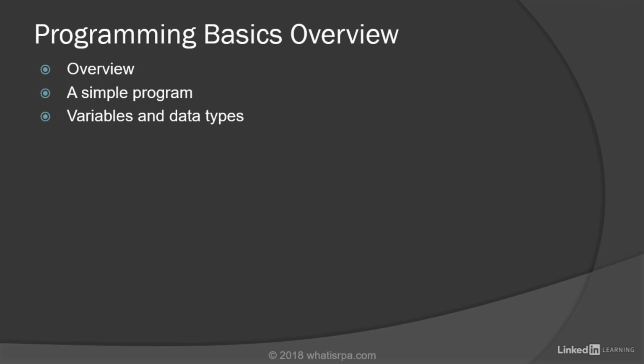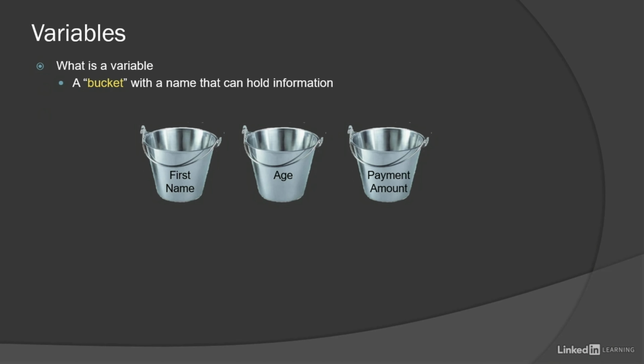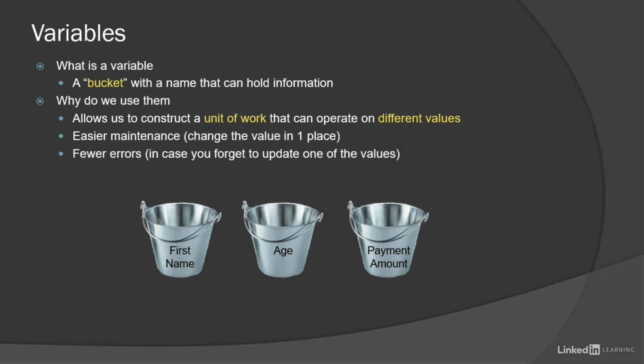Okay, let's dig in and talk about variables and data types, because we're going to be seeing a lot of those whether we're doing programming or using an RPA tool. Simply put, variables are just a bucket with a name that can hold some information. So you see here I've got a bucket called first name, a bucket called age, and a bucket called payment amount. Each one of those buckets would hold a different kind of value.